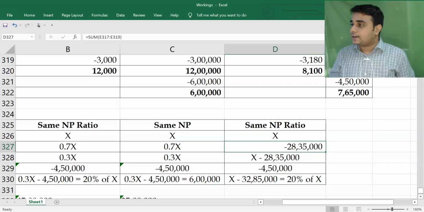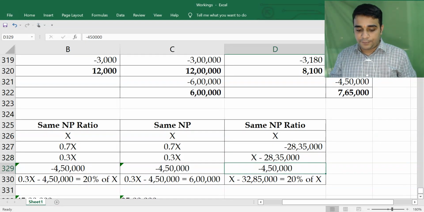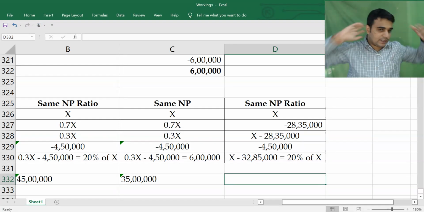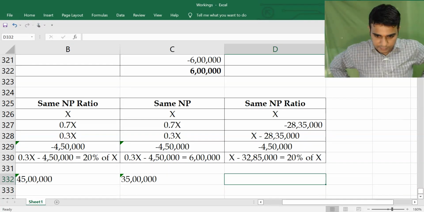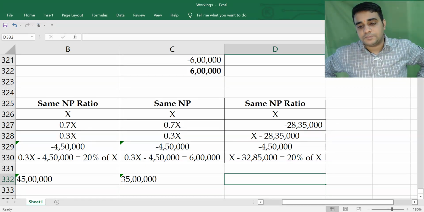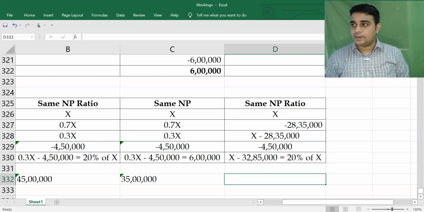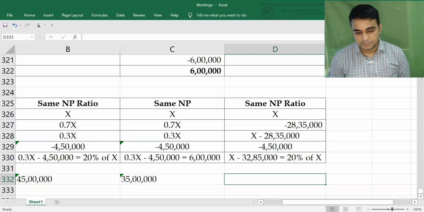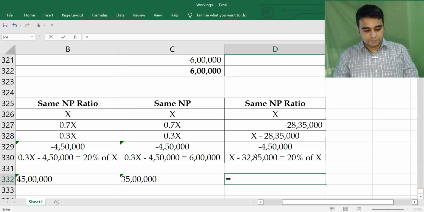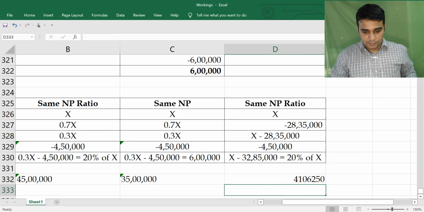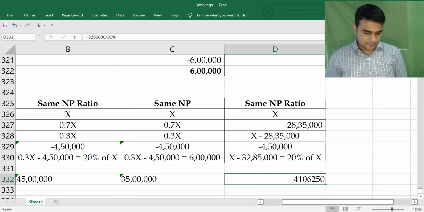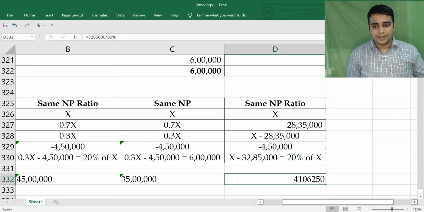So same 28 lakh 35,000, x minus 2835 minus 450. Equate this and let me know the x. Do this and let me know the x. 41 lakh 6,250. Do it. Take your time and complete it.